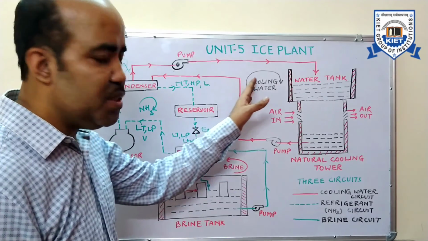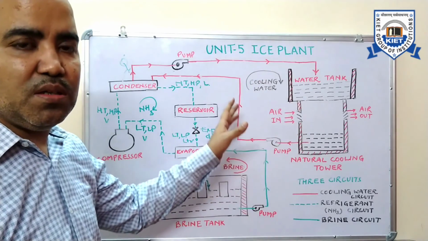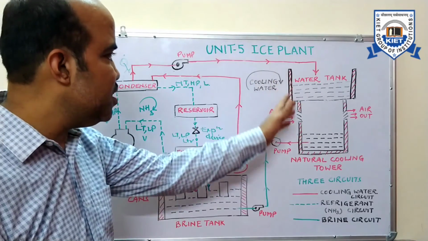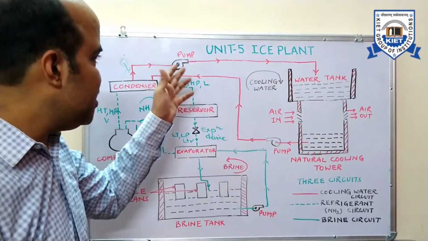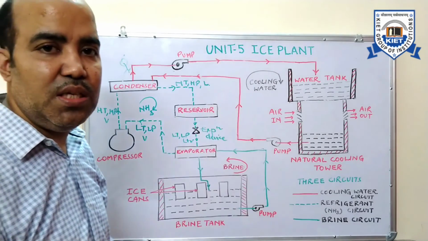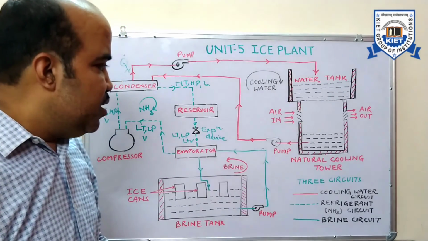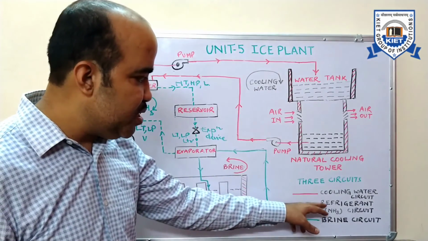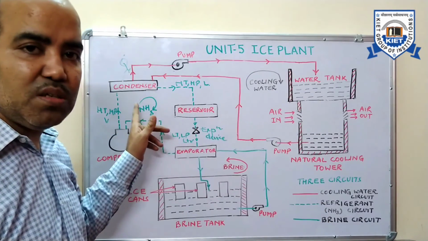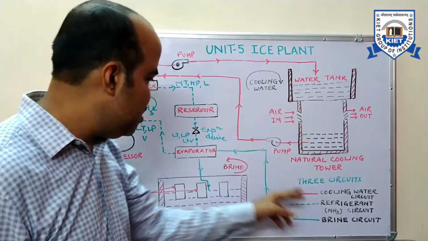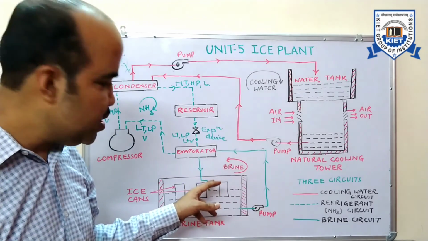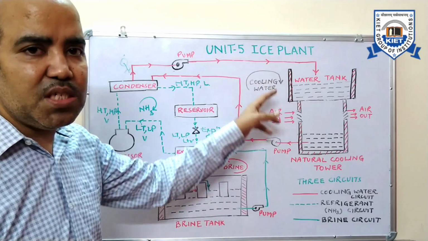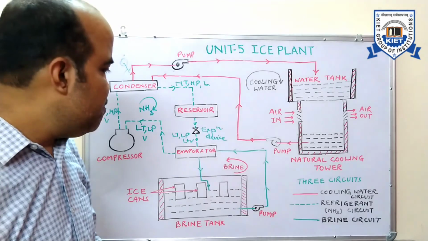This circuit, which is employed to cool the cooling water using the water tank and natural cooling tower, is called the cooling water circuit, and it is meant to take away the heat of the condenser. So there are three circuits, as I told you. First, the refrigerant circuit, which is the ammonia circuit or the primary refrigerant circuit. Second is the brine circuit or the secondary refrigerant circuit, and third we have the cooling water circuit, which I have just explained.